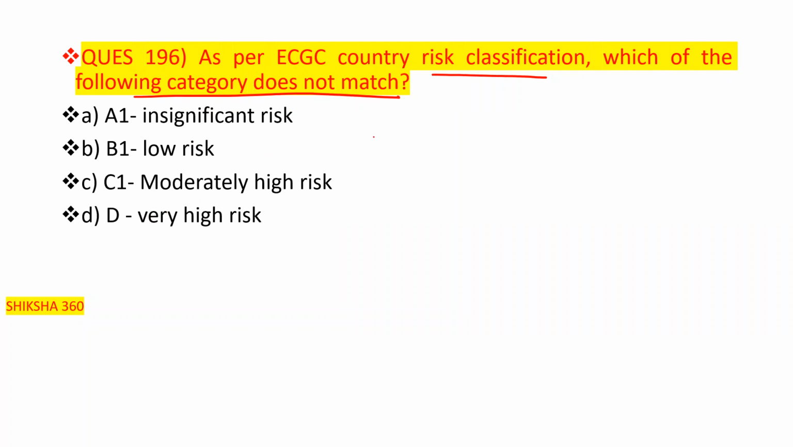So what is the correct answer? Yes, many are giving the correct answer, that is B. Option B is the correct answer, because B1 is not a low risk. As per the ECGC, it adopts a 7-fold classification. Which of the following does not match? Option B does not match here.